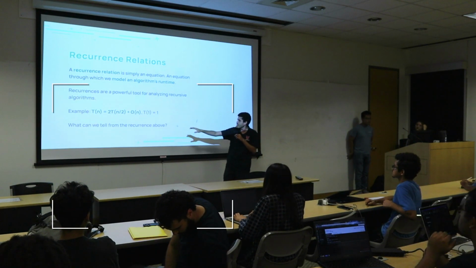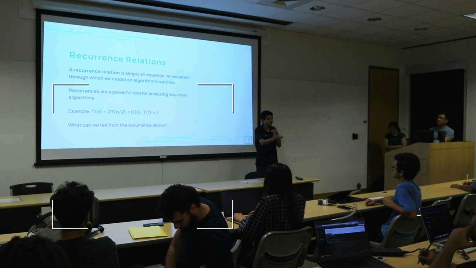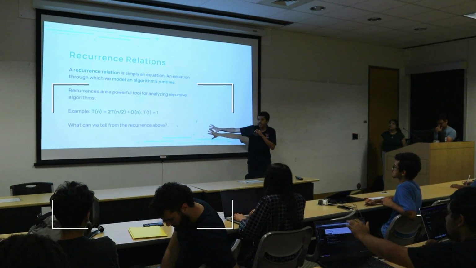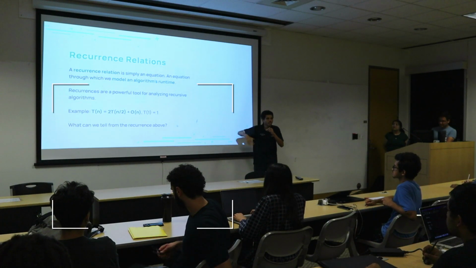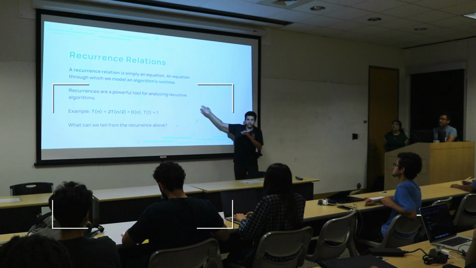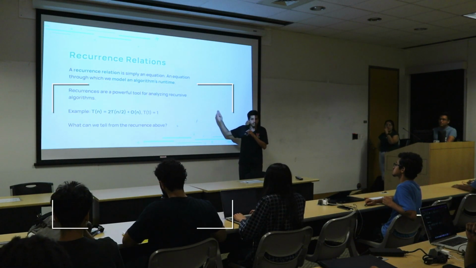On the left, you're going to see a function, and the function represents your algorithm, right? And then on the right-hand side, it's just explaining the runtime of the algorithm. So it's a powerful tool for analyzing recursive algorithms, right? Because you see T of n on the left and T of n on the right.